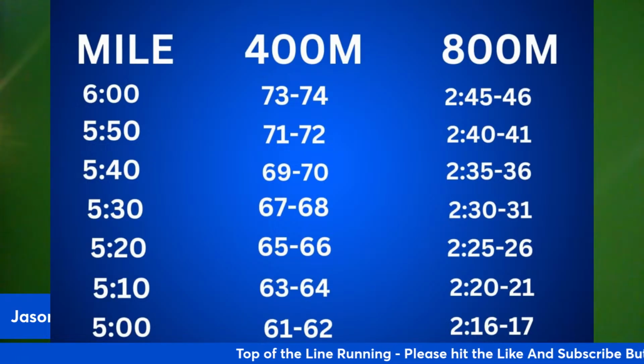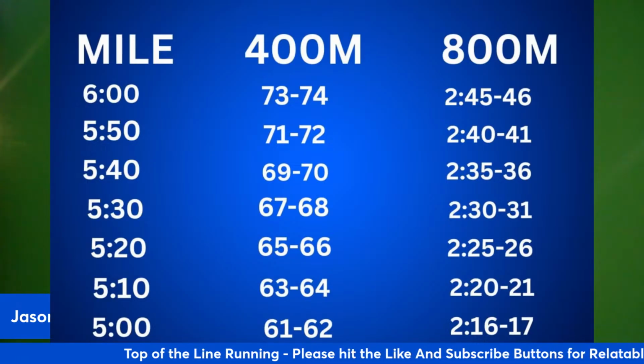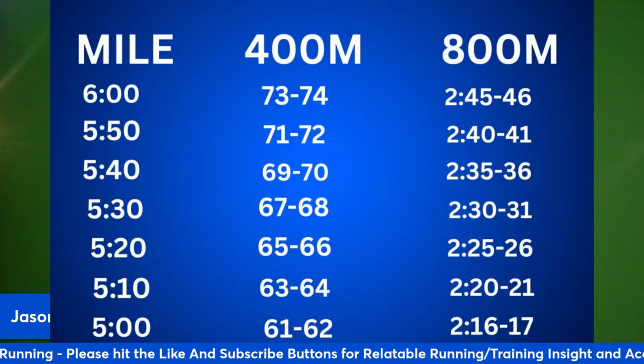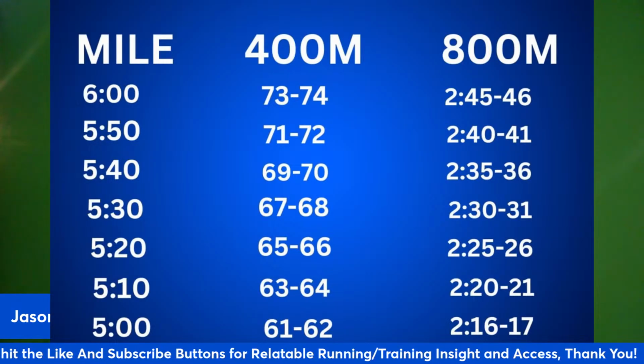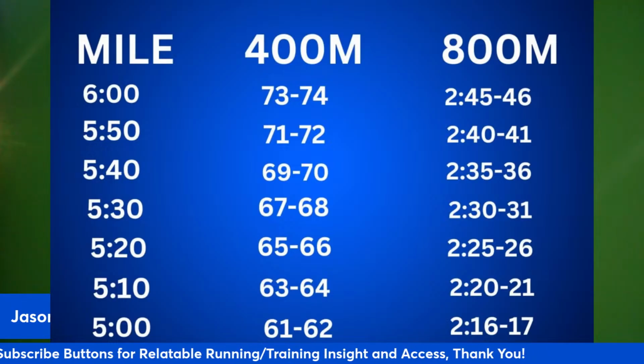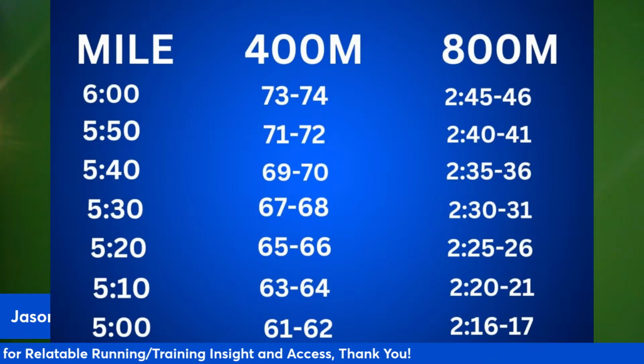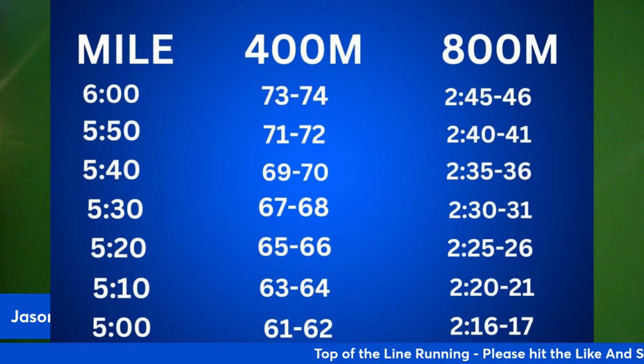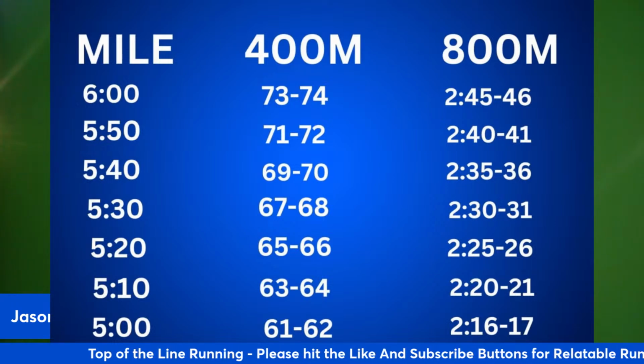Now, if you're closer to 5:50 for the mile, your 400 capabilities are 71, 72. 800 capabilities, 2:40, 2:41. At 5:40, your 400 capabilities are 69, 70. 800 capabilities are 2:35, 2:36. If you're around 5:30 for the mile, 67, 68 are your 400 capabilities, and 2:30, 2:31 are your 800 meter capabilities.